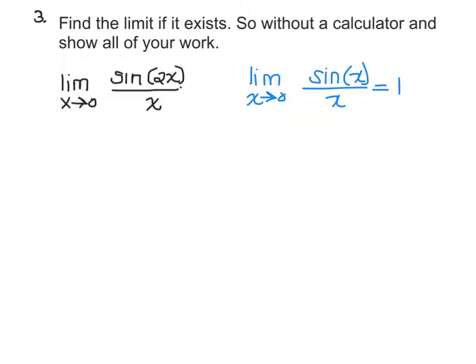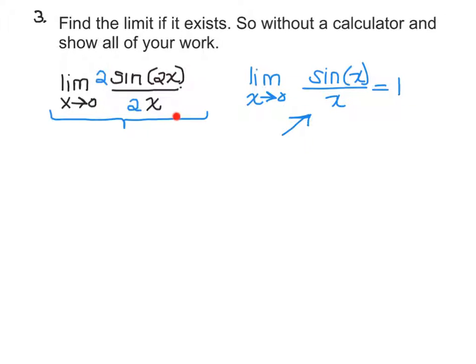is 1. So we want to change this a little bit so that this looks similar to what we have here. And we do this by having it be the limit as the sine of 2x. So we want there to be a 2x in the denominator. And so we can do this by multiplying the bottom by 2, but we can't multiply the bottom by 2 unless we multiply the top by 2, because we know that 2 divided by 2, they cancel out.